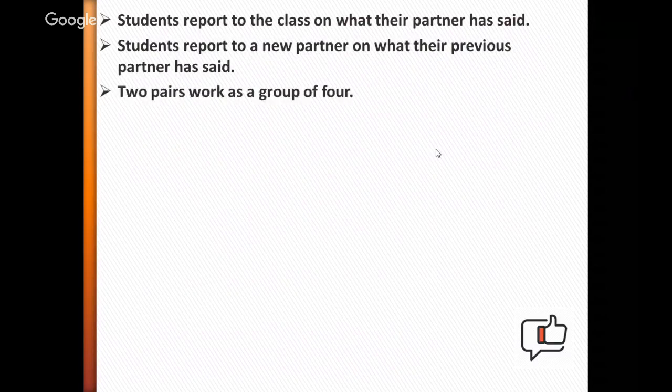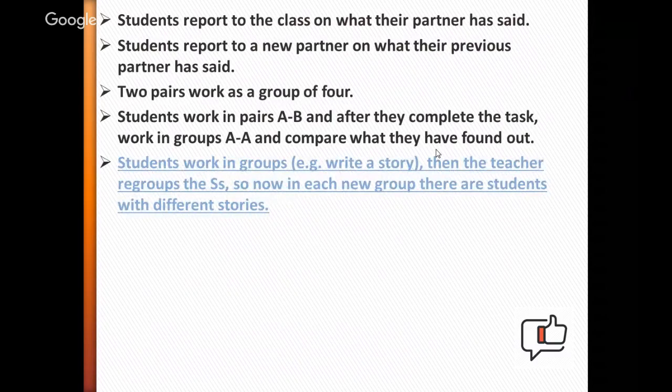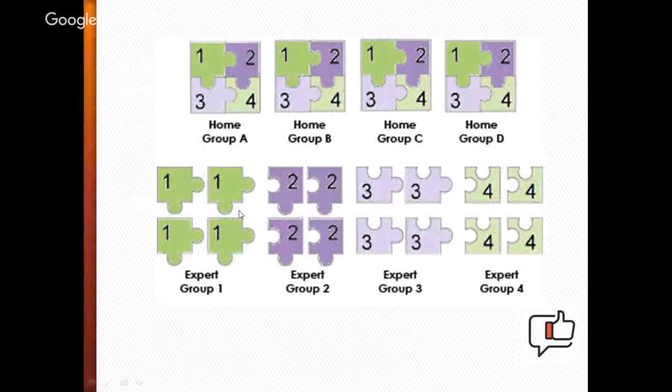And sometimes when two pairs work as a group of four, the students work in pairs, for example, A and B, and after they complete the task, they work in a group AA and BB and compare what they have found out. That's for speaking tasks mainly. And students work in groups, for example, write a story, and then the teacher regroups students. So now each new group consists of only A's or B's or C's. Like in this picture, you can see this example of jigsaw feedback.